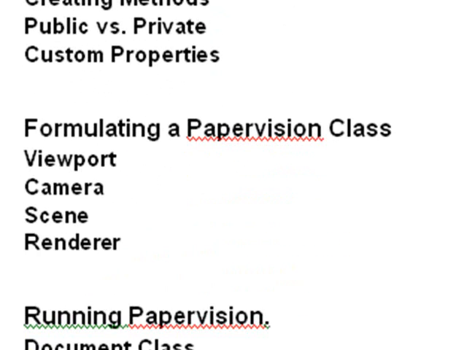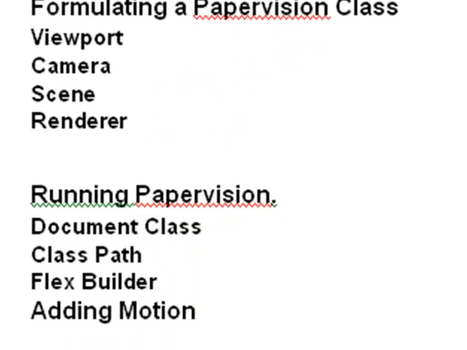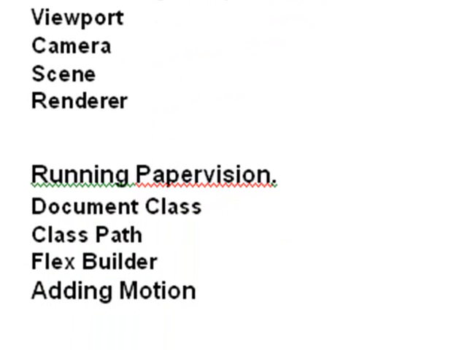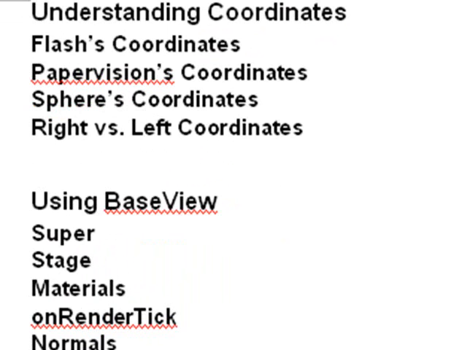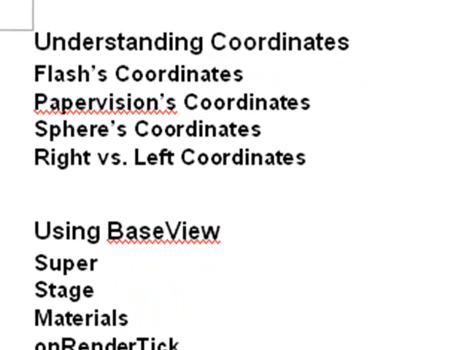We formulate it, and we talk about the viewport, camera, scene, and renderer. Then we show you how to run that class. We discuss the document class in Flash, class paths. I'll show you how to run in FlexBuilder as well, and then we add motion. After that, we discuss using coordinates, the Flash coordinates, Papervision coordinates, the sphere's coordinates, and right and left coordinates. So there's quite a few coordinate systems in Papervision, and you need to work with all of them.